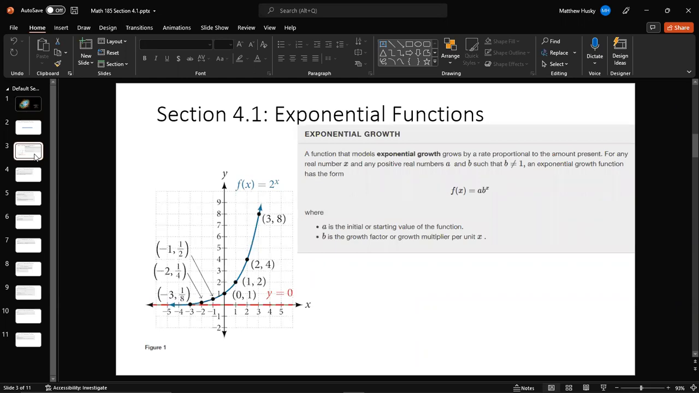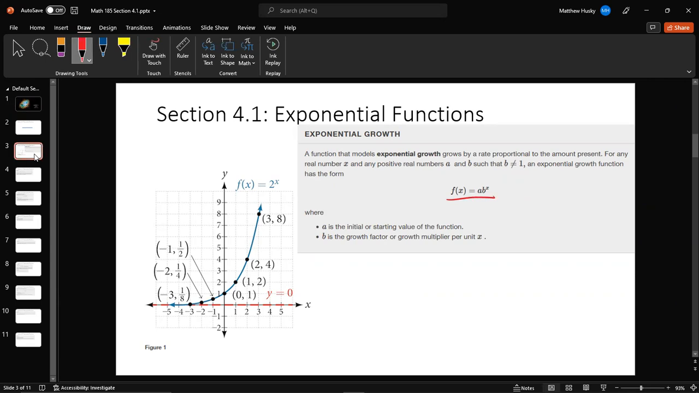A function that models exponential growth is going to have values of a and b so that it has this sort of form. A is the starting value that you have. B is the growth factor per unit x. And so here the big idea is that x, the variable, is an exponent.